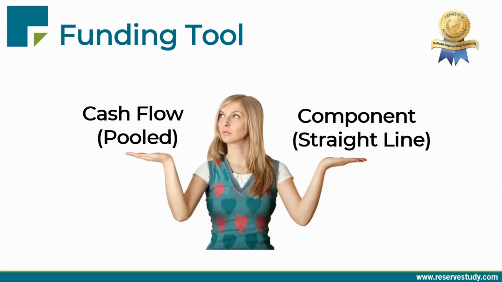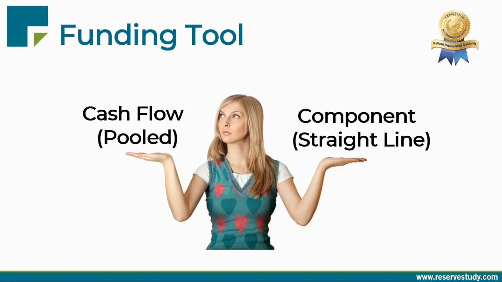And for most associations, without specific legislation dictating otherwise, the choice is clear. Between the component method, also called straight line, and the cash flow method, also called pooled, the cash flow method is the clear winner. Very simply, it is more flexible and more advantageous to the association. The funding profile over the years can be crafted to maximize smoothness and fairness to the owners. And it is also easily adjusted to provide more or less funding margin, as I spoke about a few moments ago. So why would anyone use the component method?